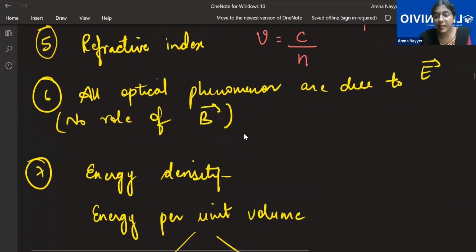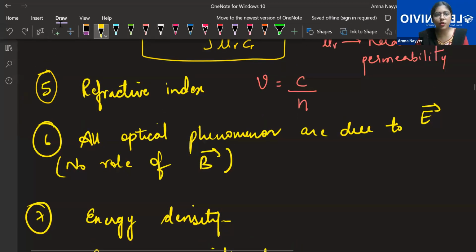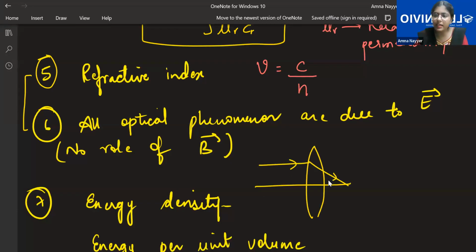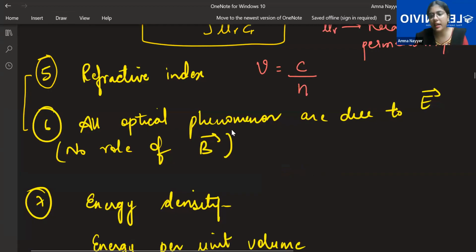And yes, all optical phenomena that occur are basically from your ray optics chapter only. All these things related to ray optics occur due to the electric field only. There is no role of the magnetic field. Whatever optical part is occurring, like refractive index, when a lens is present and a ray of light is coming and it is getting deviated, bent, refraction is occurring. All these travel with the speed of light, and sometimes these are electromagnetic waves also. So that's why we are required to study these two points.